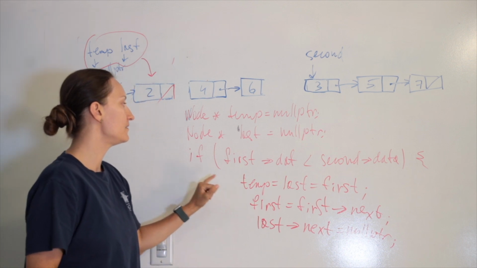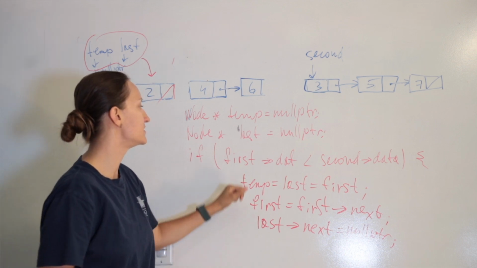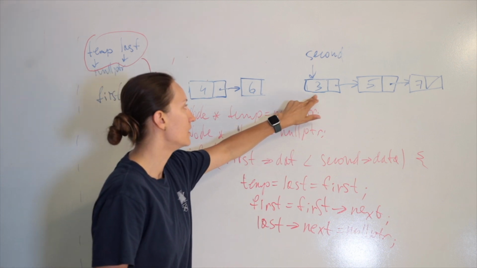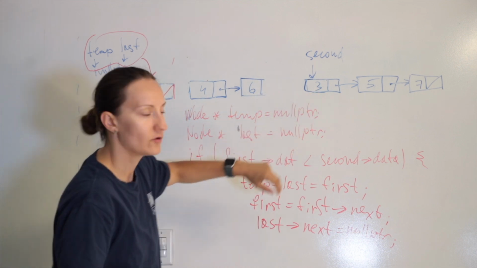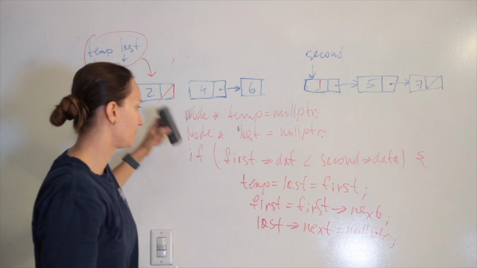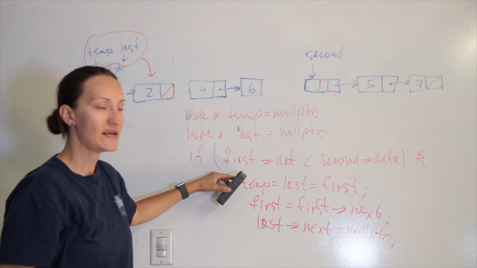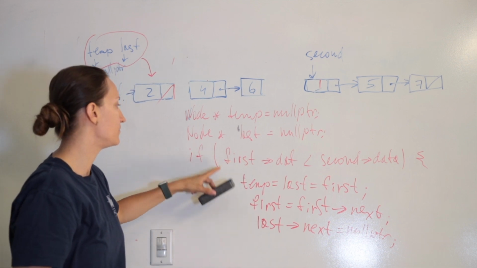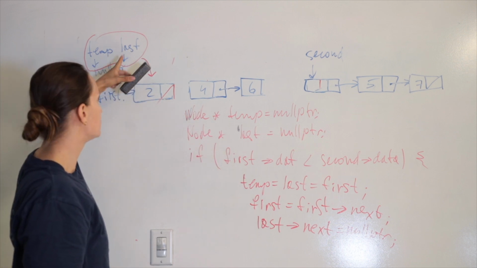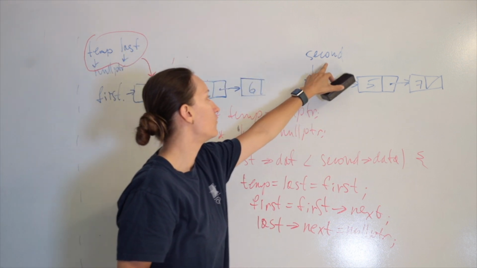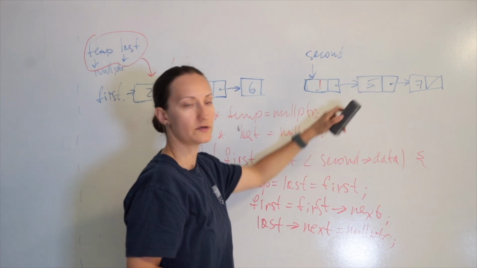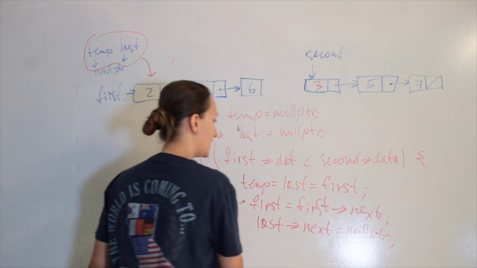The same steps we have to do for the second condition if it would be opposite. For example, if the value in this node will be smaller, for example 1, I will not write these steps because they're exactly the same. We would have to move these 2 pointers to this node, move second, and reassign last next to the null pointer. Let's move to the next part.